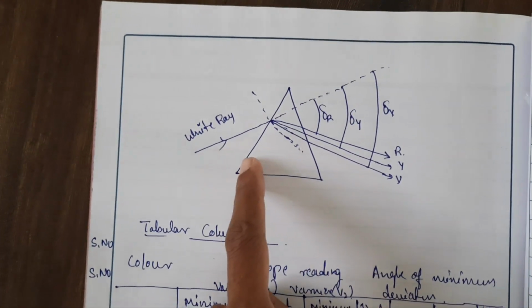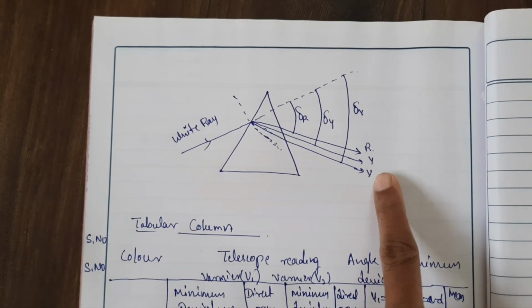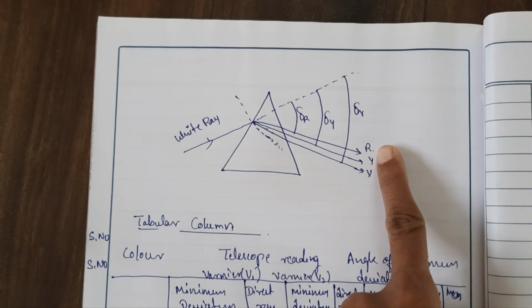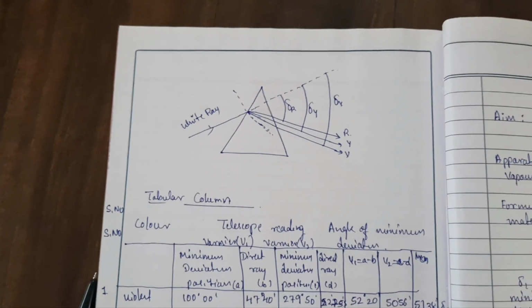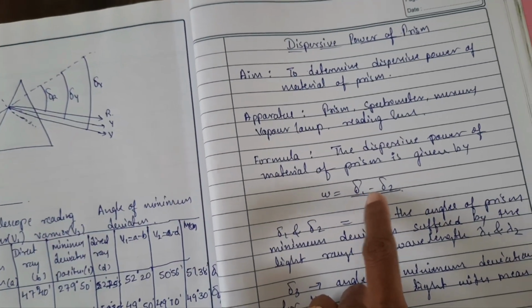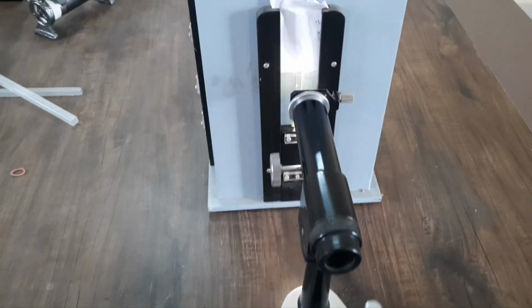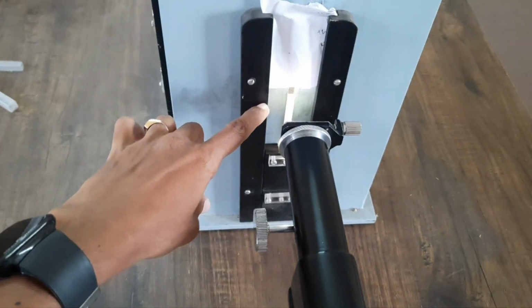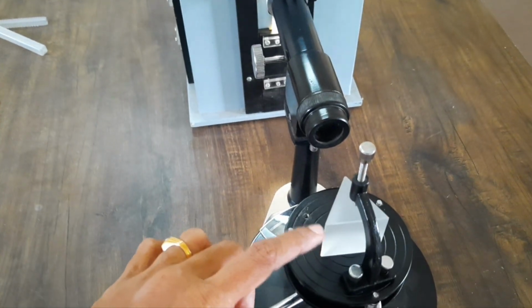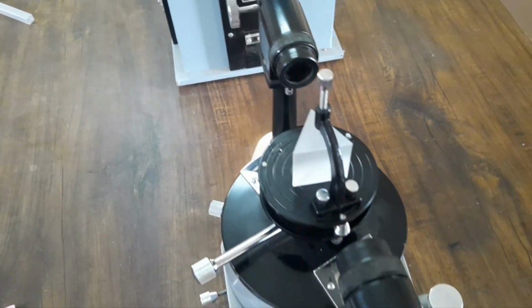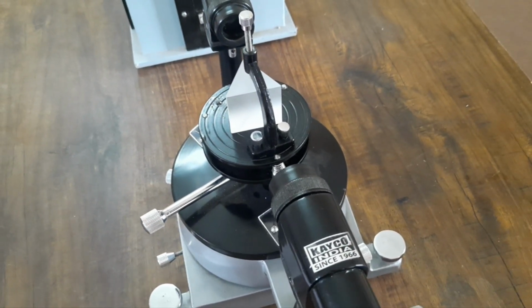When light passes through the prism, we will observe the dispersion of light. Here we can consider the three colors, violet, yellow and red: lambda 1, lambda 2, lambda 3. For dispersive power we have to find out delta 1, delta 2, delta 3. So here is the tabular column. First, light passes from the mercury source to the collimator, then it falls on the prism. When light falls on the prism, the light splits into 7 colors, VIBGYOR as we can say.